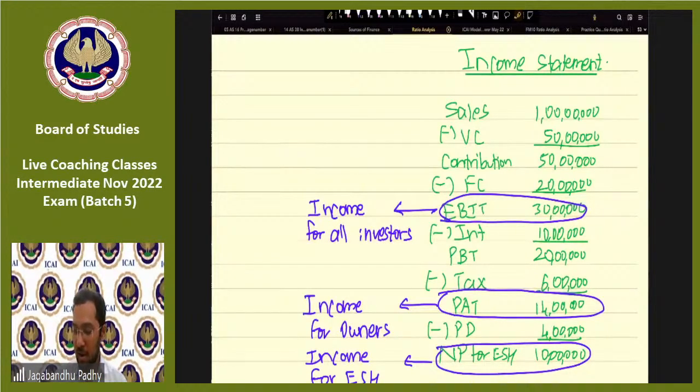And after that, what is left out is EBIT. This EBIT, tell me, it belongs to whom? Does this belong to only the equity shareholders? Can equity shareholders say that this entire EBIT of 30 lakh is their income?